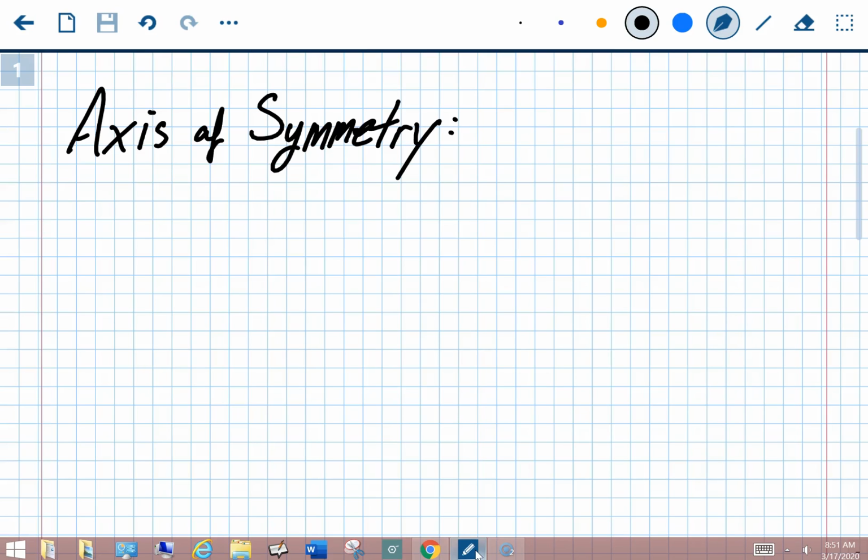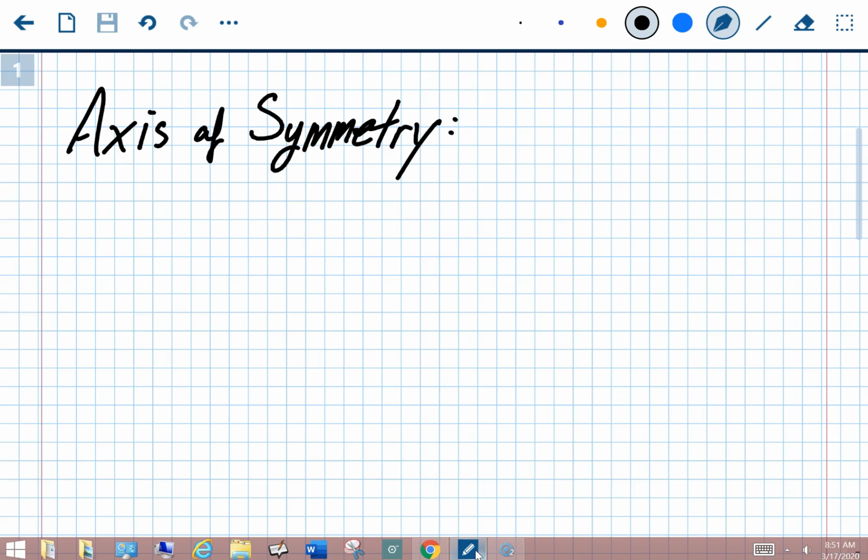Okay, guys, Algebra 1, first period, ninth period. Continuing on our little quadratic journey. We talked about the basics of a quadratic. We talked about the parent function of a quadratic. Now we're going to start talking about the specifics of how we find some of these values.